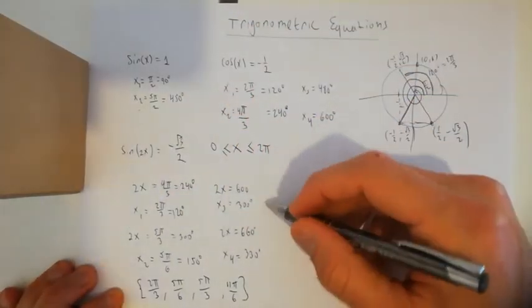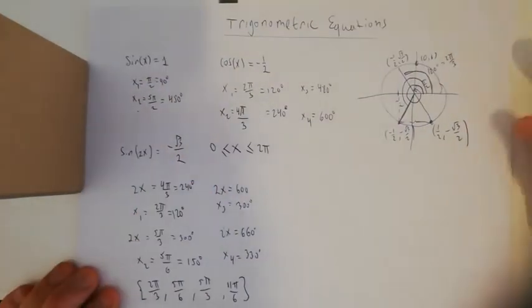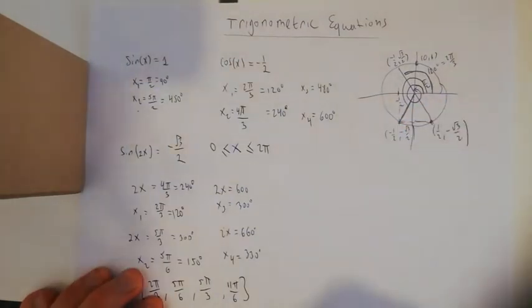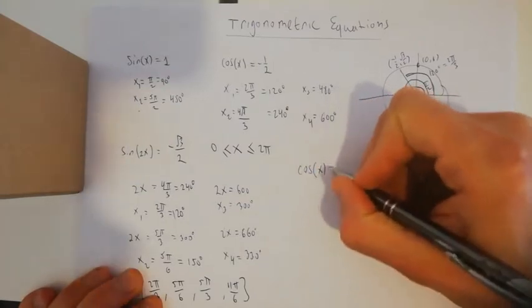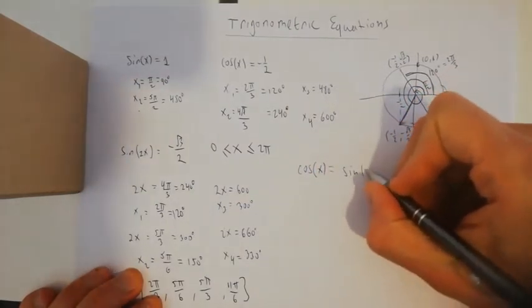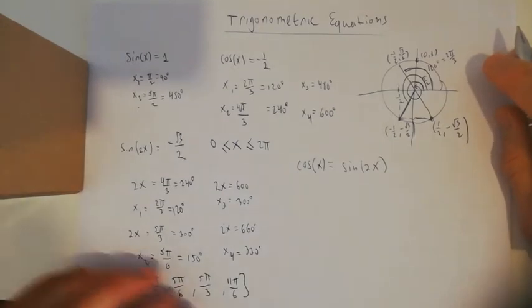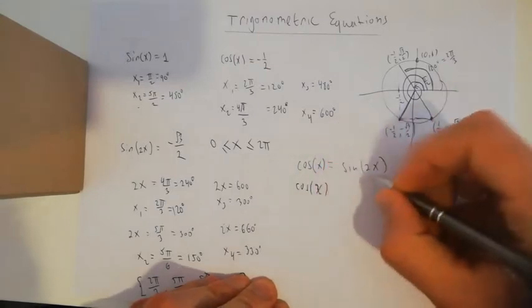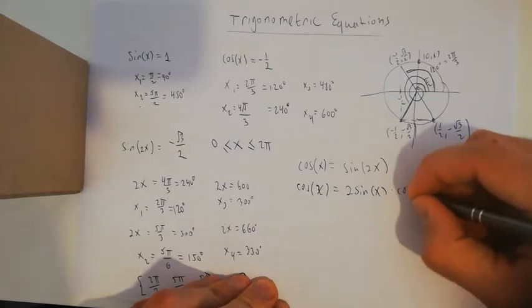The next solution, x5, is already beyond 360 or beyond 2 pi. Another equation we're going to solve is cosine of x equals sine of 2x. Here the first step is to use a double angle identity, meaning instead of sine of 2x, write 2 times sine of x times cos of x.